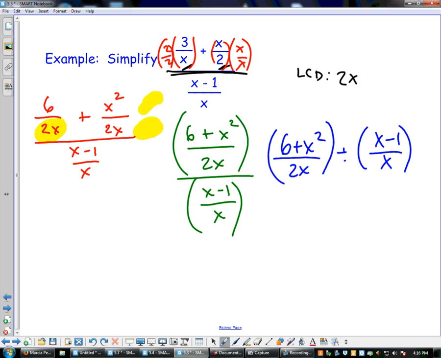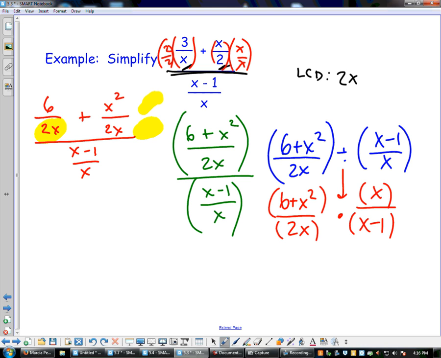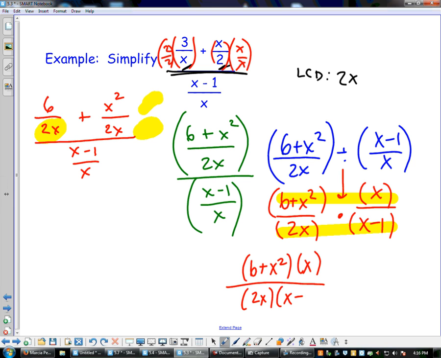Again, our rules here will be to change this to a multiplication, and the second fraction will be rewritten as its reciprocal. So this first one will stay, the second one will flip. So I have each of these quantities multiplied by each other. I'll multiply across the top, I'll multiply across the bottom. I'll end up with 6 plus x squared times x over 2x times x minus 1.